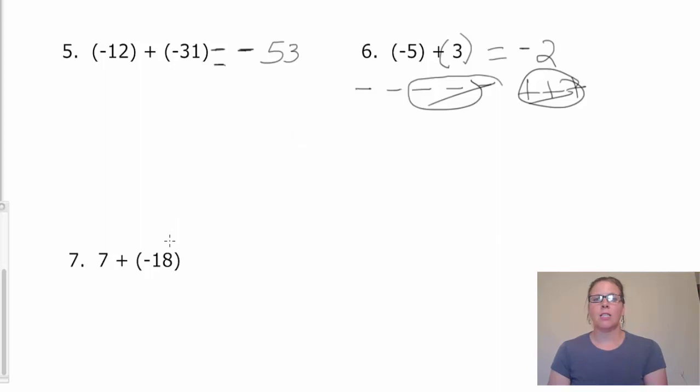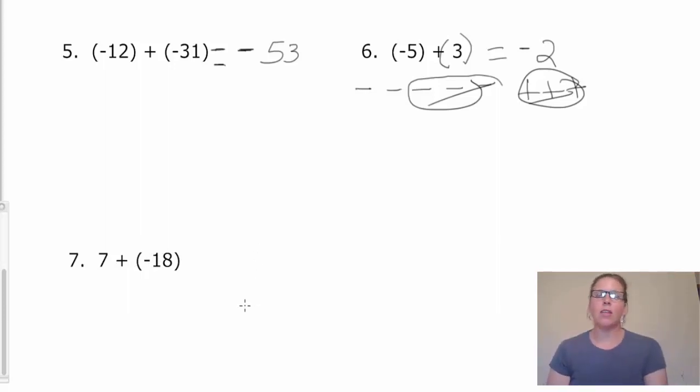So here is a very similar one, but we probably don't want to write out all negative 18 little notches. You surely can if you want, but what if the problem was 1,005 minus 764? You don't want to do that, or plus a negative 764. So if we have 7 positives plus a negative 18, again, this is where we got to think about our rules. What are our rules?